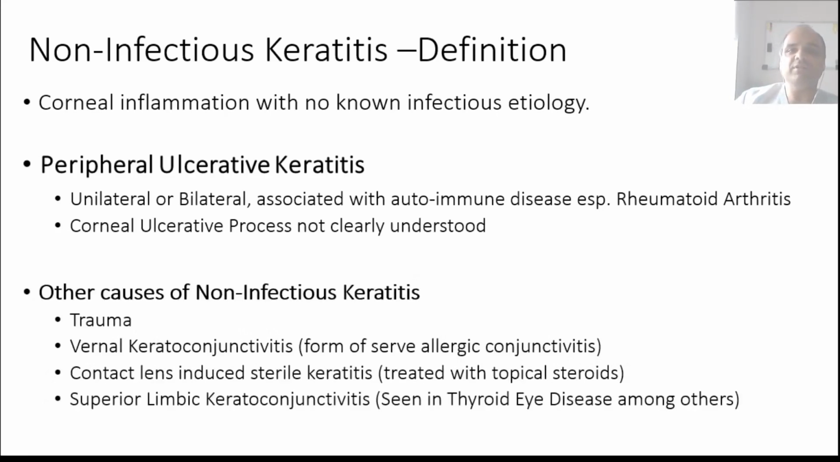There are other causes of non-infectious keratitis in addition to peripheral ulcerative keratitis, including trauma and vernal keratoconjunctivitis, which we have talked about. Trauma we'll talk about when we talk about eye trauma. Contact lens induced sterile keratitis is when you sleep with a contact lens, it damages the cornea because of hypoxia, you develop little areas of sterile inflammation, and you treat them with topical corticosteroids. And superior limbic keratoconjunctivitis is something seen in thyroid eye disease, so we'll talk about it in reference to thyroid eye disease.